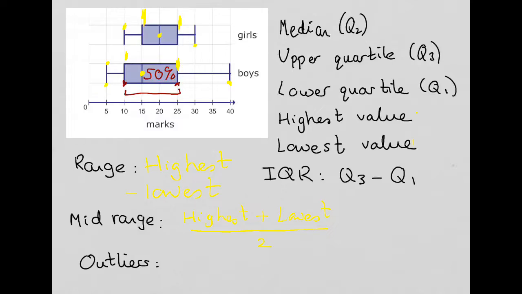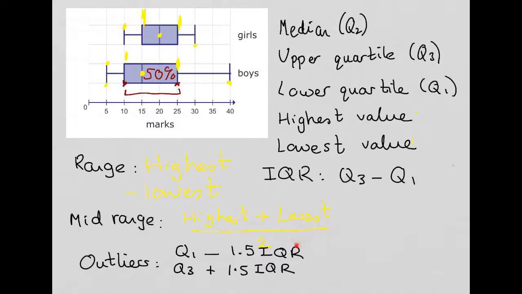Now if you want to work out an outlier, outliers are slightly different in box plots when we talk about quartiles as it is to using standard deviation. So there's 2 different ways of working out outliers based on what data you're using. So Q1 minus 1.5 lots of the interquartile range and Q3 plus 1.5 lots of the interquartile range.